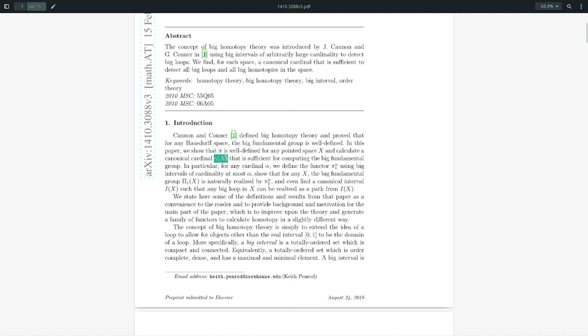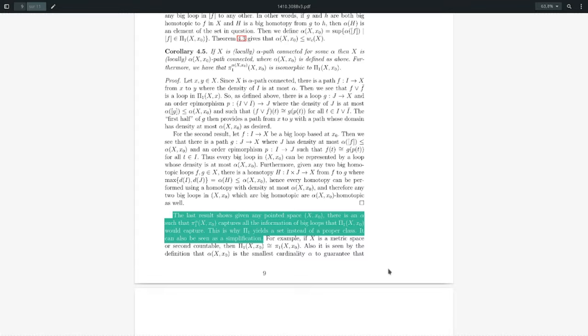In that article, it is shown that for any space X there is a specific cardinal gamma of X, such that only the big intervals of cardinality at most equal to gamma of X actually matter for the computation of the big fundamental group. In other words, past a certain threshold, all big loops are big homotopic to a loop whose length is below that threshold. So we can just ignore big enough big loops. This explains why regular homotopy theory usually works just fine. This is what happens when gamma of X is small enough.